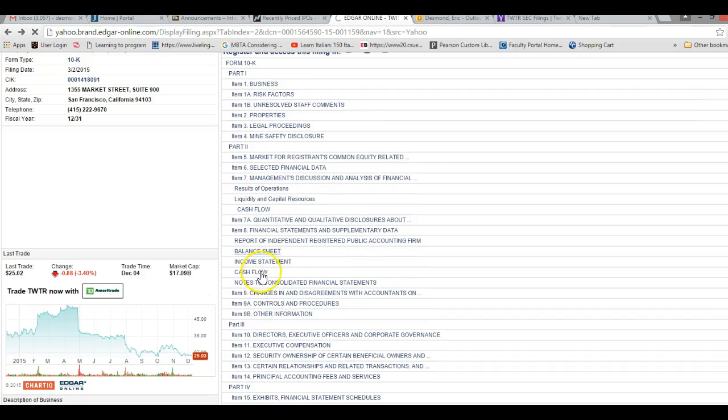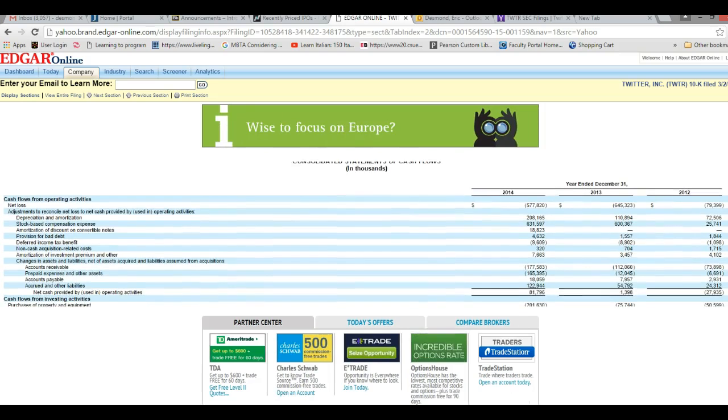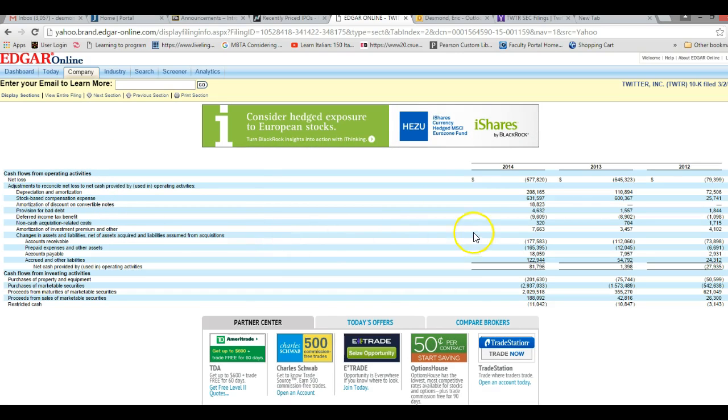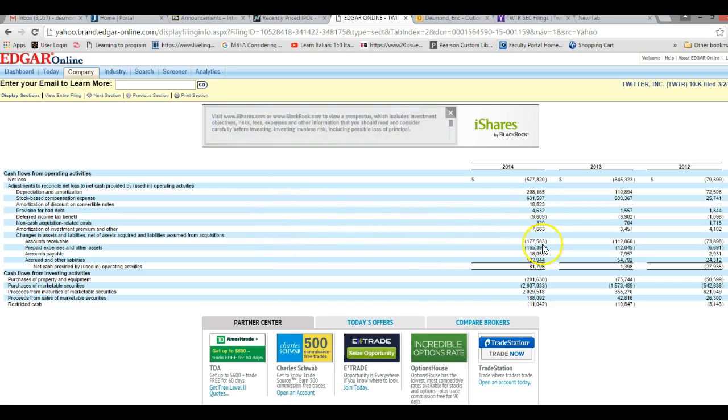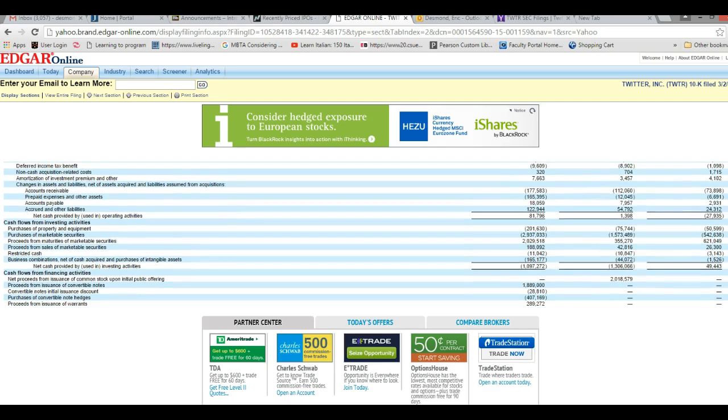Now we look at the statement of cash flow. Remember, cash from operations, FIO, F-I-O: financing, investing, and operations. So net cash provided by operations. It looks like they took a little cash in operations. And they used a lot of money in investing. They purchased a lot of marketable securities, purchased property.